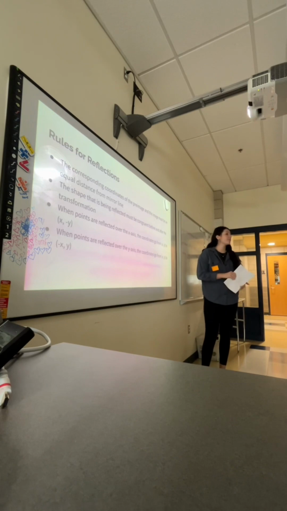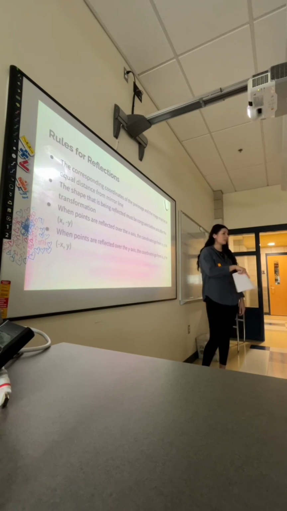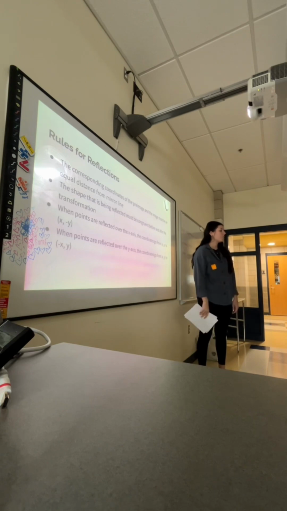And then these are the two little rules we kind of dove into in that warm-up. So when points are reflected over the x-axis, the coordinates go from (x, y) to (x, negative y). And when points are reflected over the y-axis, the coordinates go from (x, y) to (negative x, y). And that's the last two parts of your vocab.